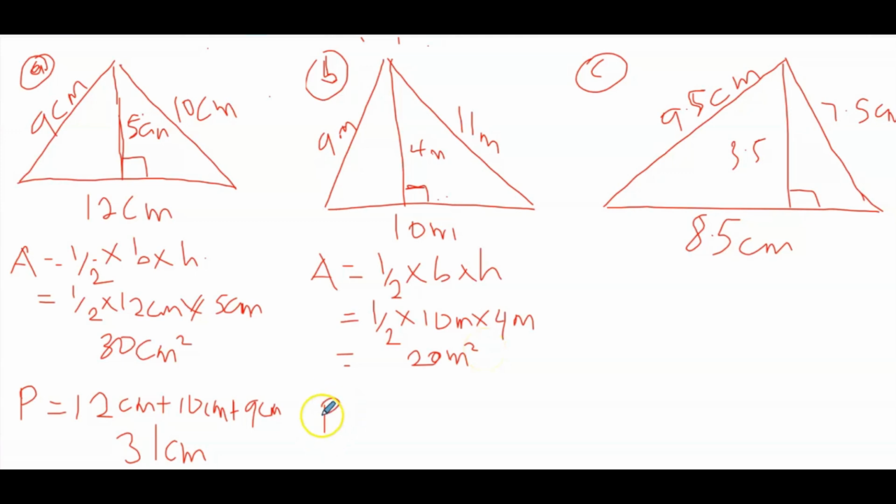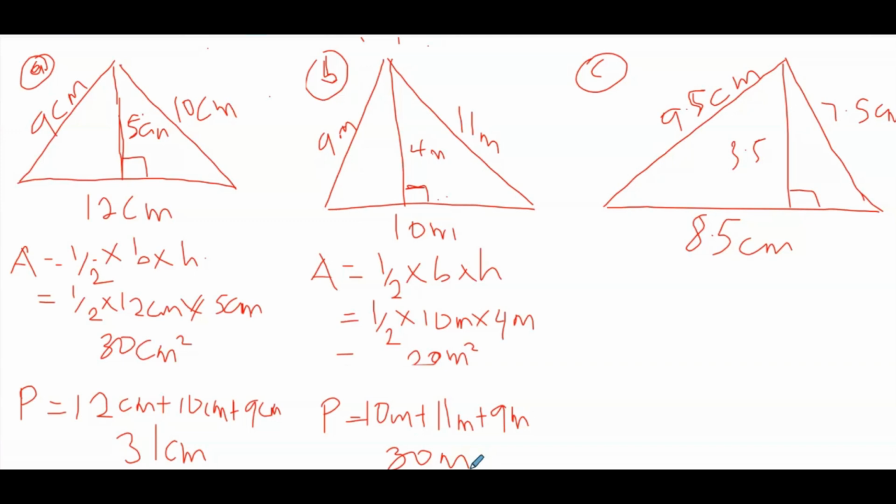Our perimeter P will be equal to the total distance around the figure. So that is going to be 10 meters plus 11 meters plus 9 meters. When you add all of these, 10 plus 11 plus 9, we have 30 meters. Now let's come to the third question.